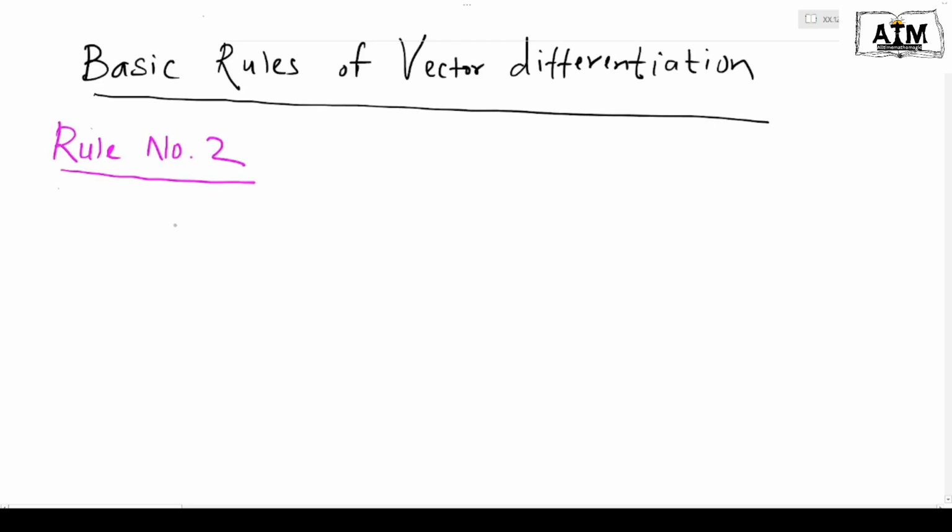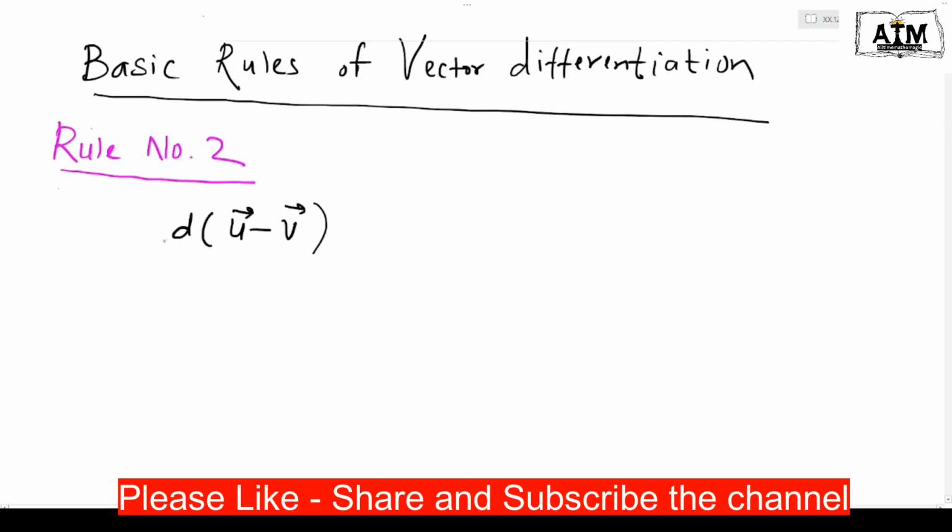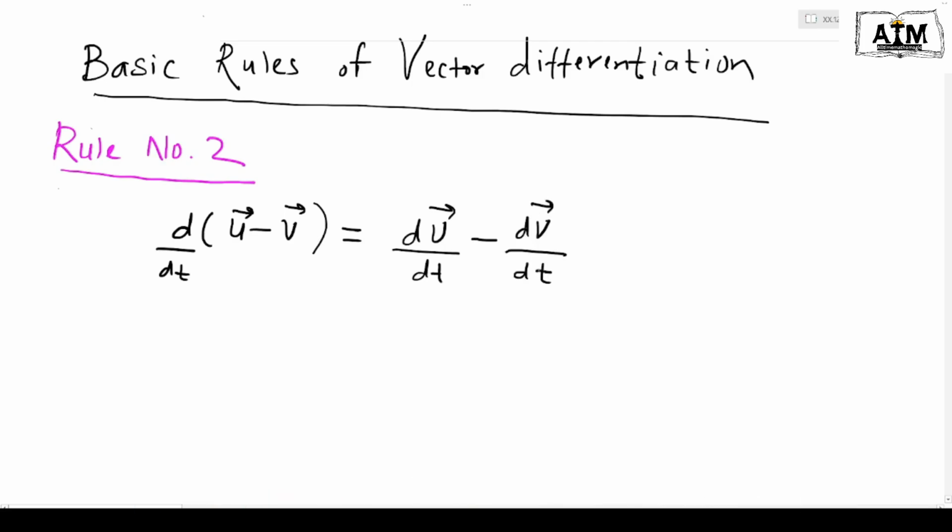Rule number 2. The derivative of difference of two vectors. The derivative of vector u minus vector v with respect to t can be written as derivative of vector u with respect to t minus derivative of vector v with respect to t.